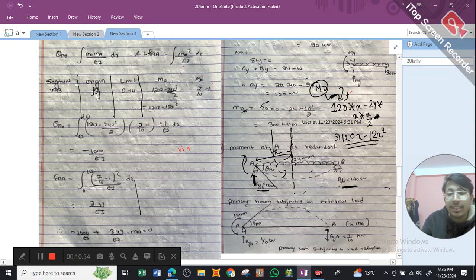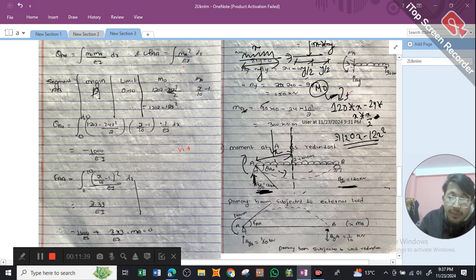So M naught is basically the bending moment at any section due to external load. We have 120 into x minus 24 for the UDL. If I convert my UDL, let me write this as x, acting over a distance y, into a point load, the value of the point load will be x into y, where y is the span, and it will act at half the span, y by 2, in this manner. So I have done this over here.